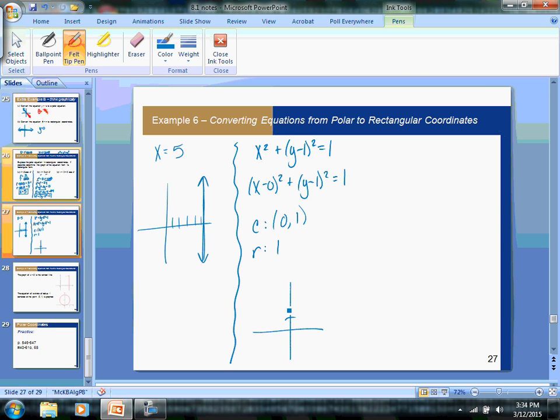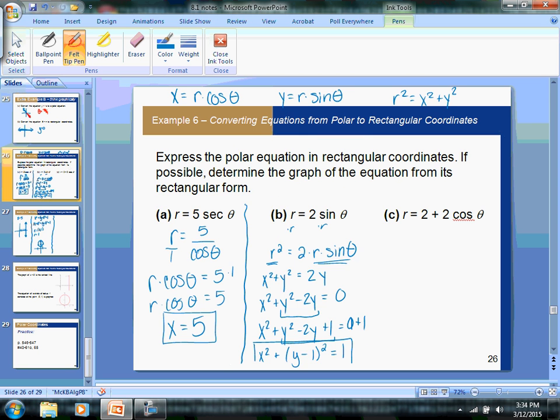So if I was to graph this, I would go to 0, 1, and then I'd have a radius of 1 all the way around. So when I graph it, I'll have a little circle. Now that's a pretty sloppy circle, but that's what that equation represents. So that's kind of cool that if you graph 2 sine theta, it makes a circle. And again, in section 8.2, we're going to see how that actually works out.